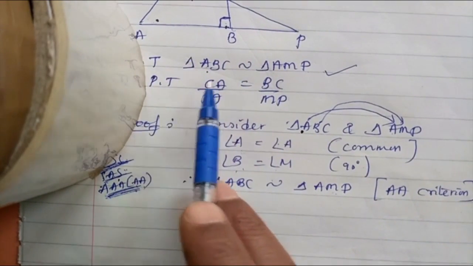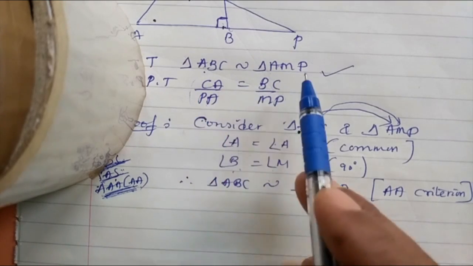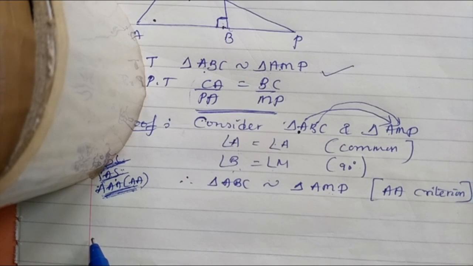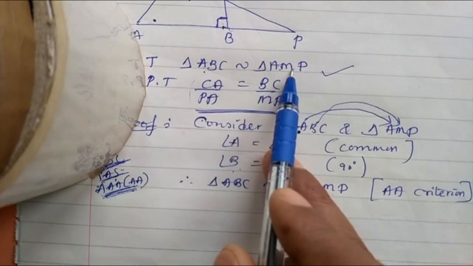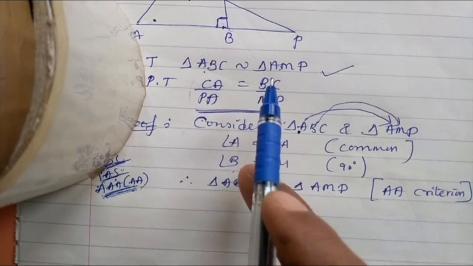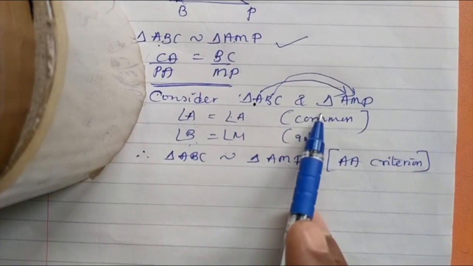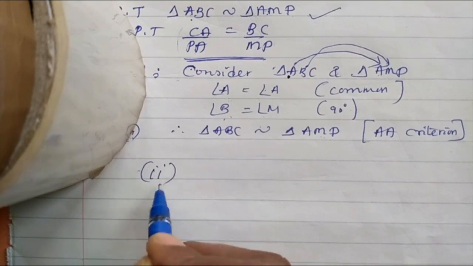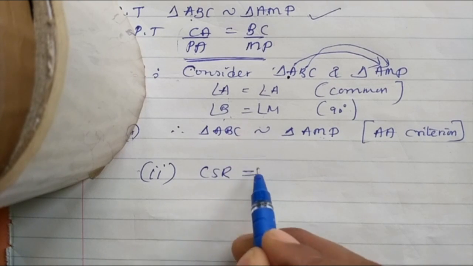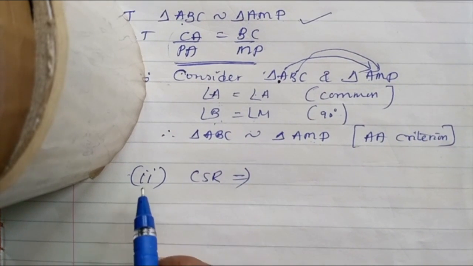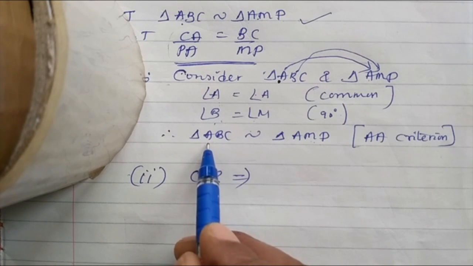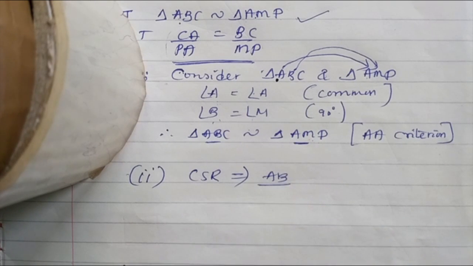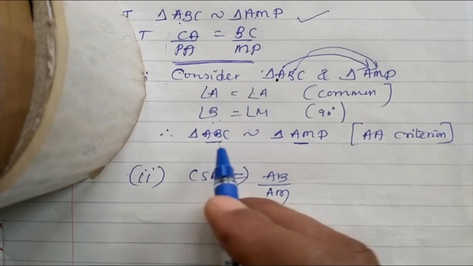Now the second one, also prove that CA by PA, BC by MP. How to prove this after proving the similarity of the triangles? Like in congruent triangles, after proving the triangles congruent, you were writing CPCT, right? Like here also, after writing the triangles are similar, CPCT is not there. Instead of CPCT, we follow CSR, corresponding sides ratio. So how to write the corresponding sides ratio? In the previous class, I taught you the same method: select AB from the first triangle by AM from the second triangle. These two are in ratio.